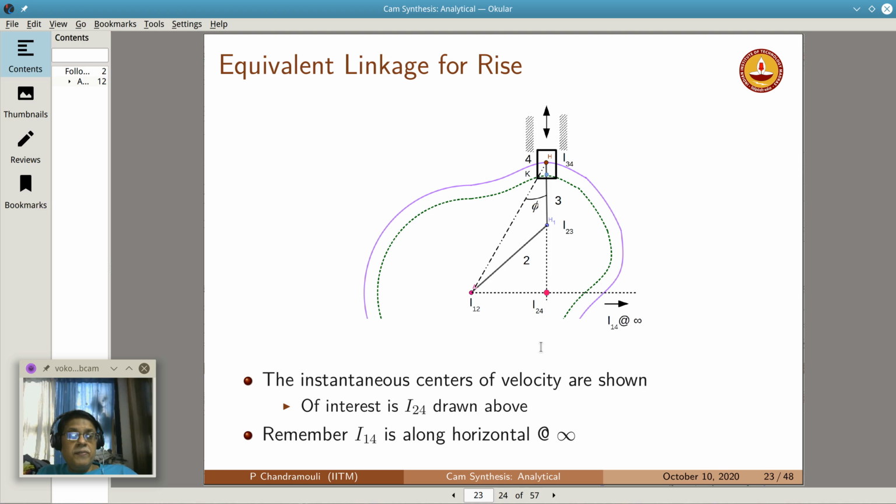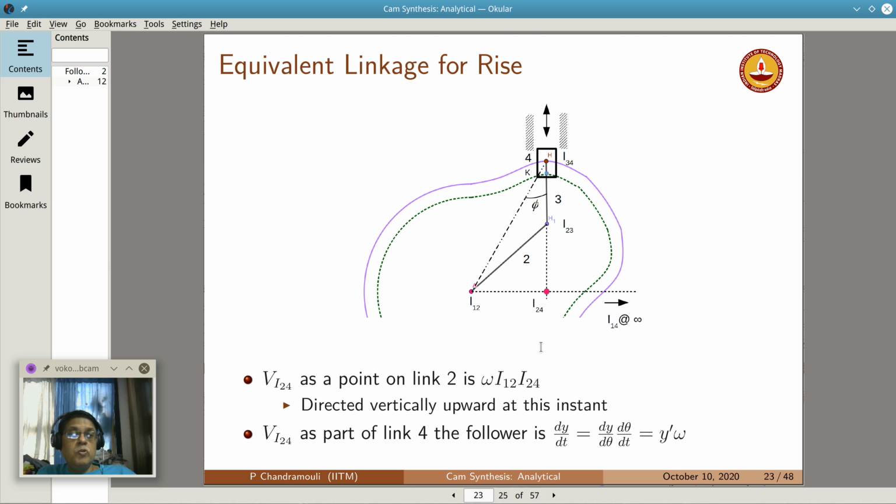Now velocity of the I24 is going to be omega of the cam, which is omega 2, multiplied by I12 I24, if you visualize this to be a point on 2. Remember, it is also a point on the follower because it is common to both 2 and 4.